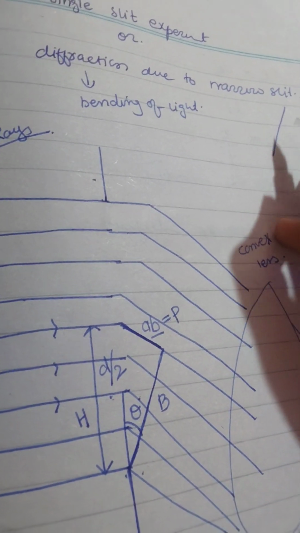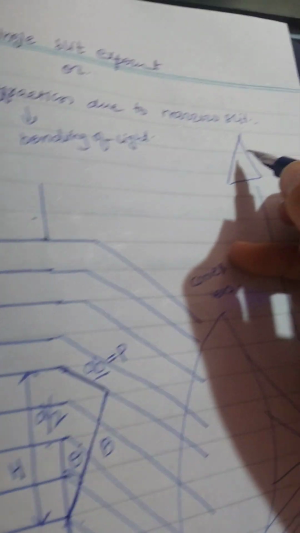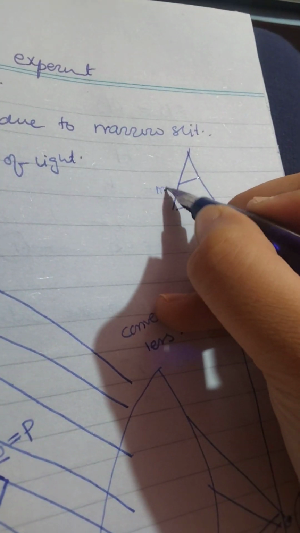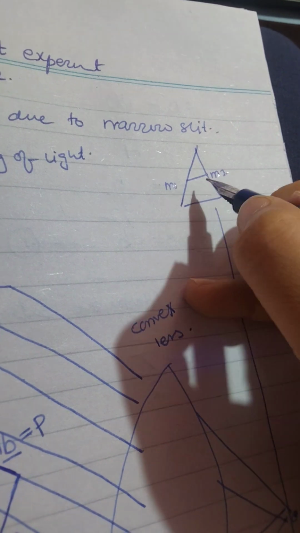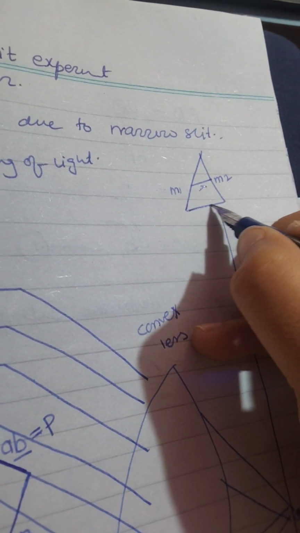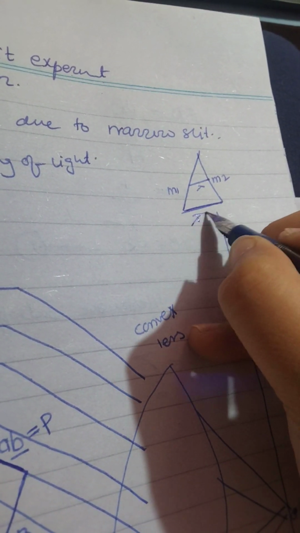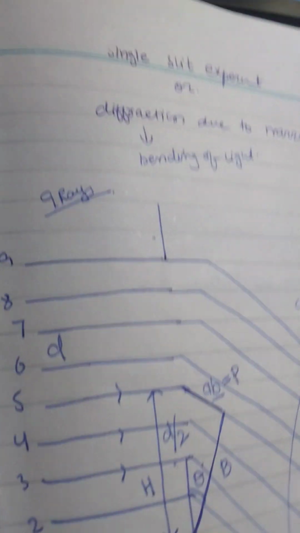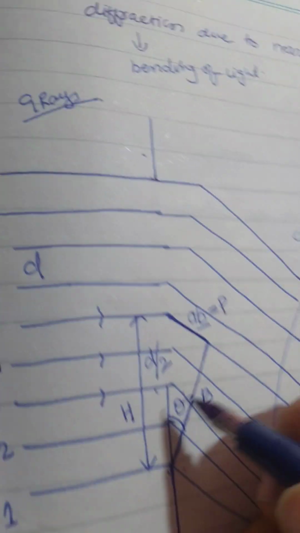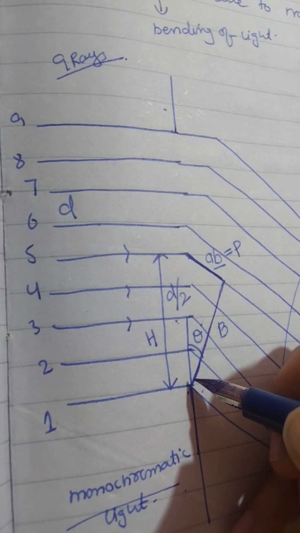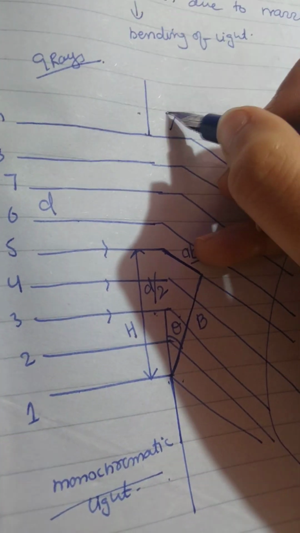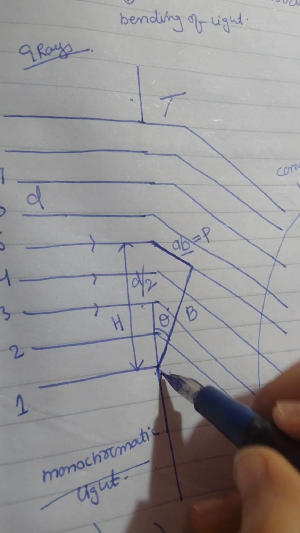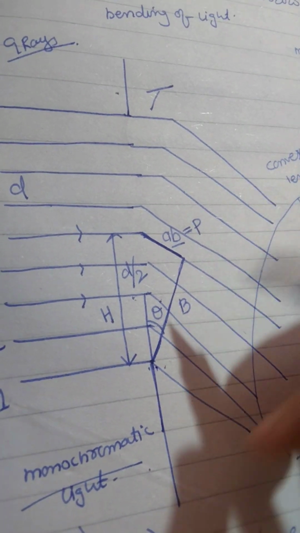Like, consider if we have a triangle over here, right? If the length between M1 and M2 is basically lambda, then the length between this will be half, lambda by 2, right? Now what will happen over here? Basically the path difference between 1 and 9 is lambda. It is an integral multiple of the lambda.